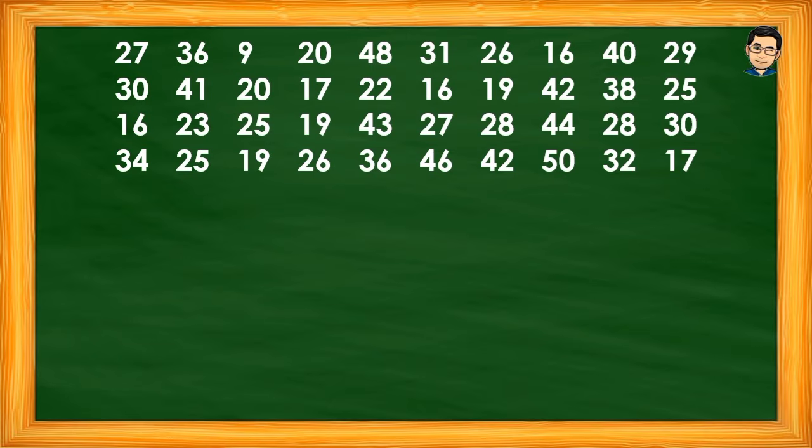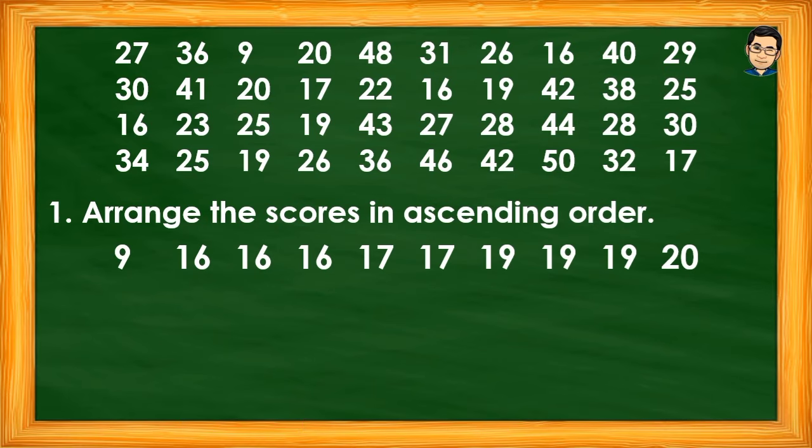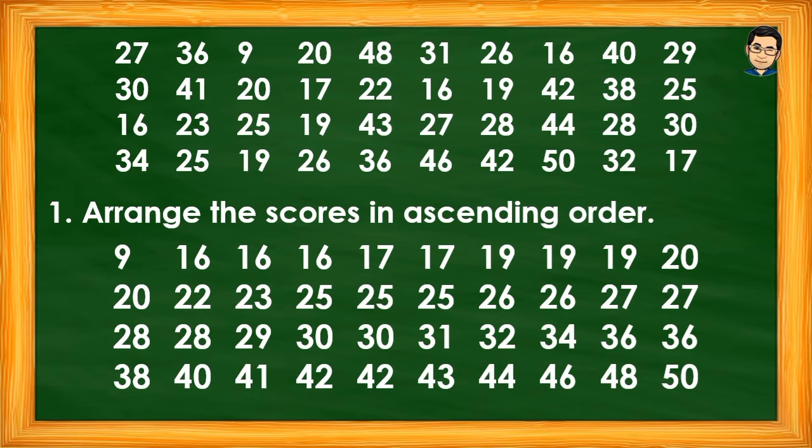So, what is the first step again? We have to arrange the scores in ascending order. So, ayan. Kung i-arrange natin yung mga scores in ascending order, ito po sila. Ayan. So, you can see, ayan, yung lowest score natin is 9. And the highest score is 50. Malamang yung 50 yung perfect score yan. So, naka-arrange na po yung mga scores. Ayan. Kaya madali nating nakita yung highest and lowest score.